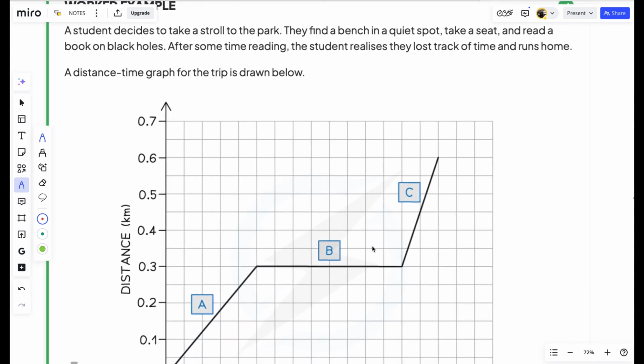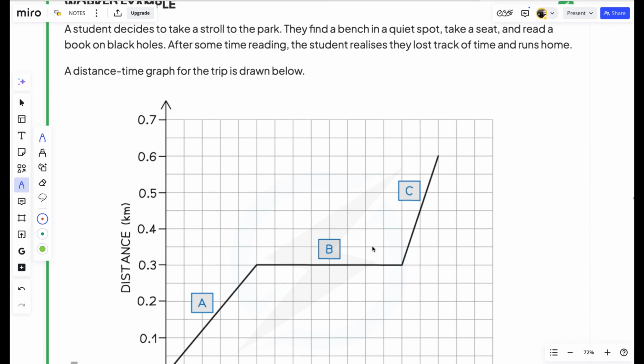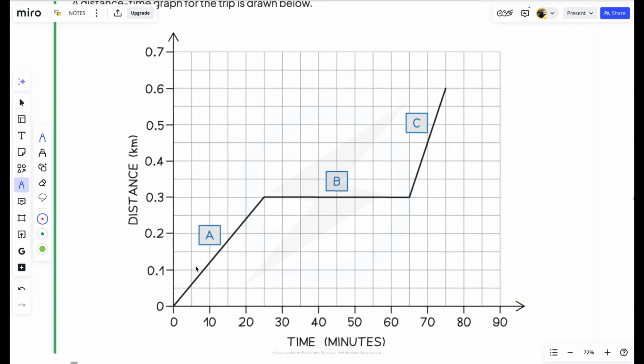Now it says a student decides to take a stroll to the park, right? They found a bench in a quiet spot, take a seat and read a book. After some time reading, the student realizes they lost track of time and runs home. Now a distance-time graph for the trip is drawn below. So what the student did has been shown in a graph.